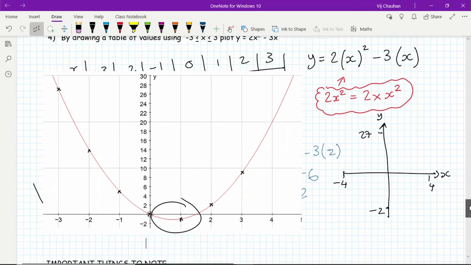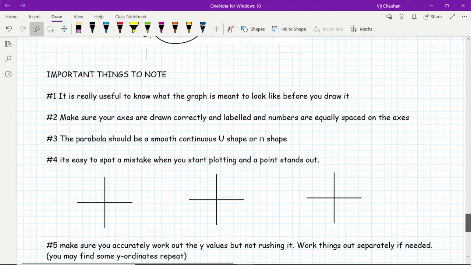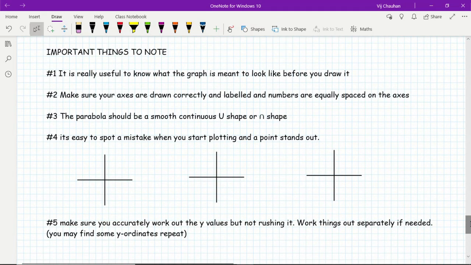So finishing up, let's have a look at some important things to note. First thing to note is it's really useful to know what your graph is meant to look like before you start drawing it. So in all of this, recognizing that it's quadratic, recognizing whether it's positive or negative, a happy face or a sad face. Make sure your axes are drawn correctly and labelled and numbers are equally spaced on the axes, and again you will get marks for doing this correctly, so make sure you're not rushing that part. Your parabola needs to be a smooth continuous U shape or an N shape, so making sure that's the case.